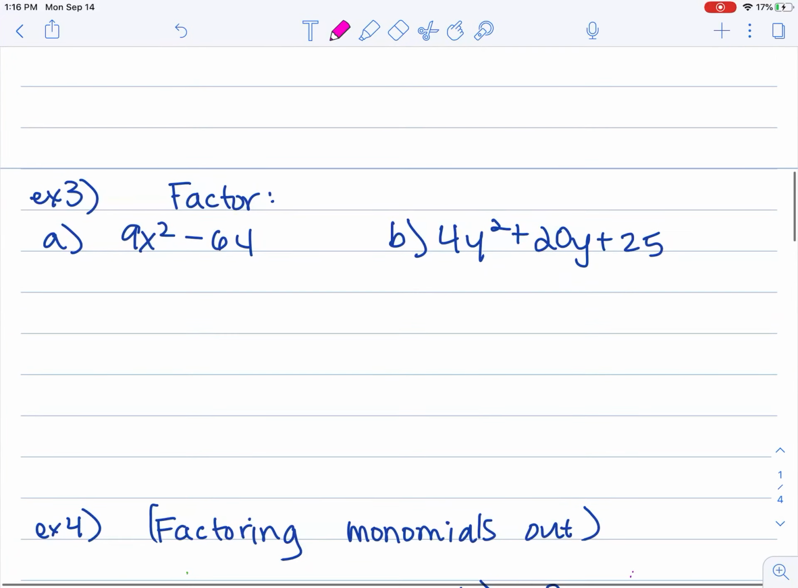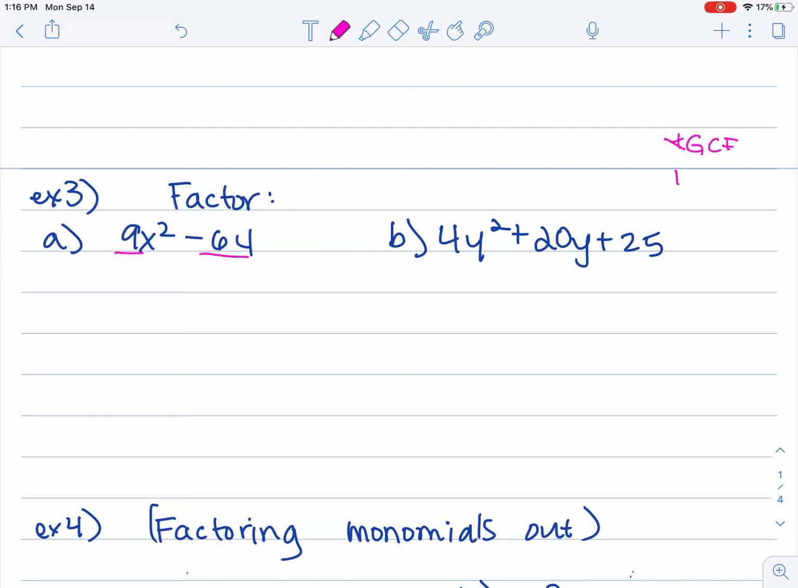Okay. So now let's see. Let's remember, using our graphic organizer, we're going to be factoring this example number 3. For this part A, we're going to look at our graphic organizer. We know we always pull out a GCF. So remember, we always pull out a GCF first. Is there a GCF here?